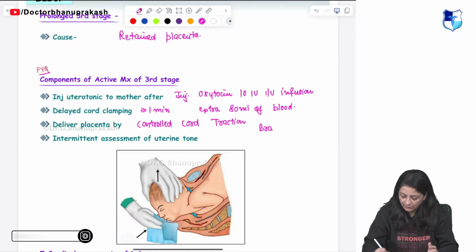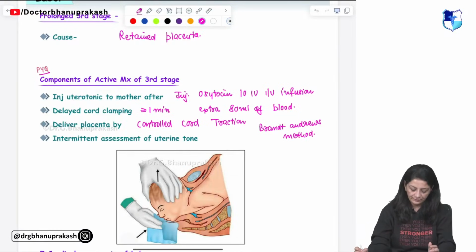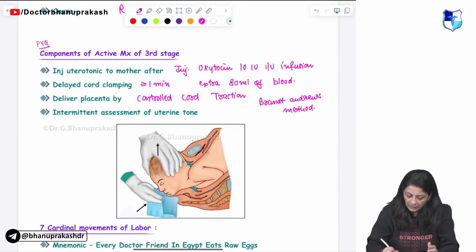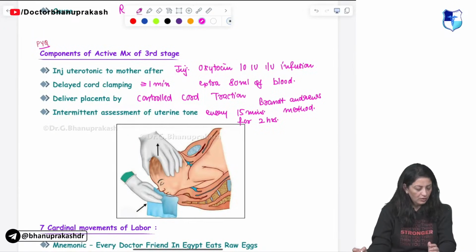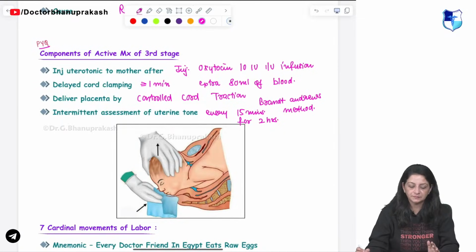By the Brandt-Andrews method, modified Brandt-Andrews method. Controlled cord traction. Then intermittent assessment of uterine tone every 15 minutes for 2 hours. So these are the components of active management of third stage of labor.